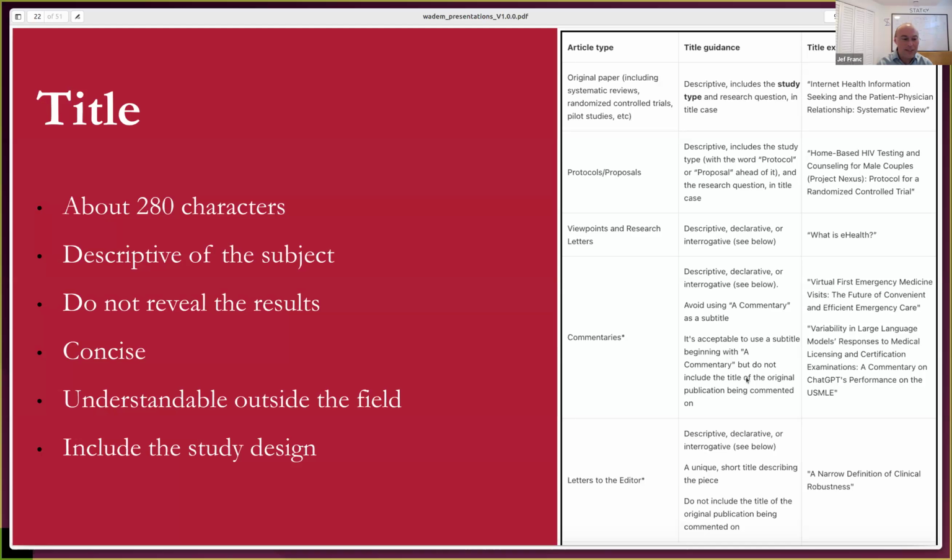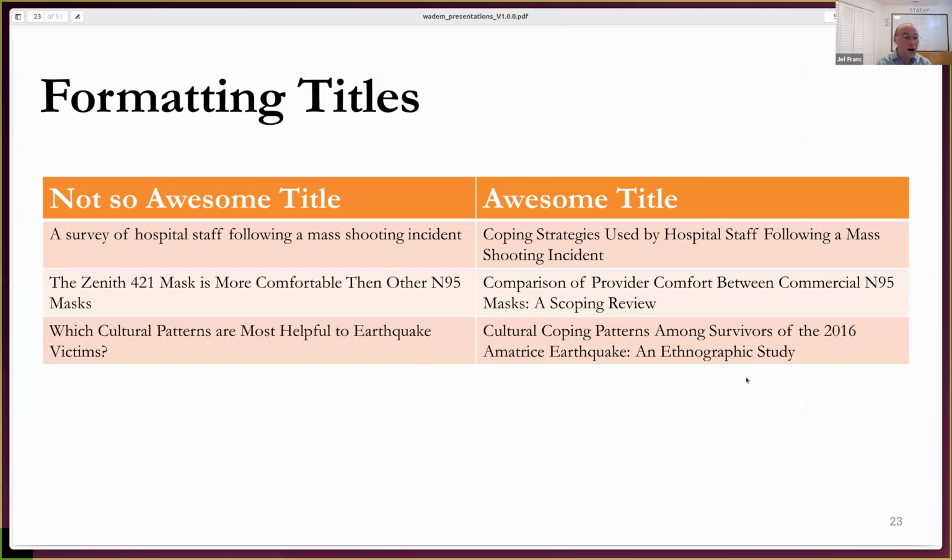And I like to include the study design in the title if it's strong. Okay? So some examples, not so awesome title, a survey of hospital staff following a mass shooting incident. A survey, like, what were you looking for? So a better title would be coping strategies used by hospital staff following a mass shooting incident. Okay, and here, survey being a weak methodology, I would just leave the methodology out.